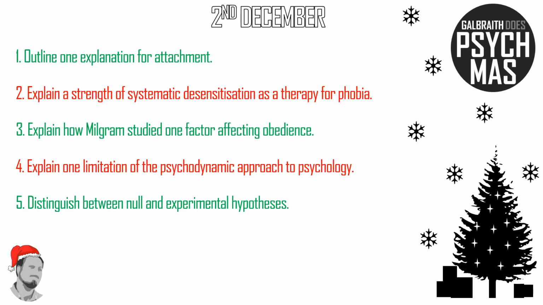Obviously, it was just one, so I've given you a bit of a choice there. Okay, strength of systematic desensitisation. Remember, that's the one where you gradually work through the hierarchy that you agree with the therapist. One of the good things about that is that it goes at the client's own pace.